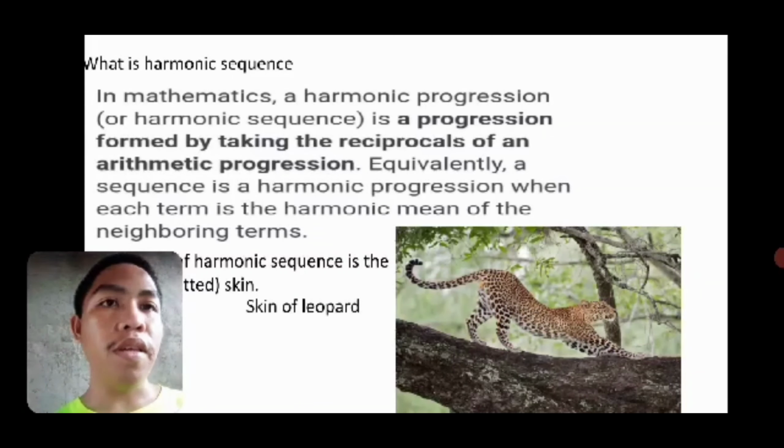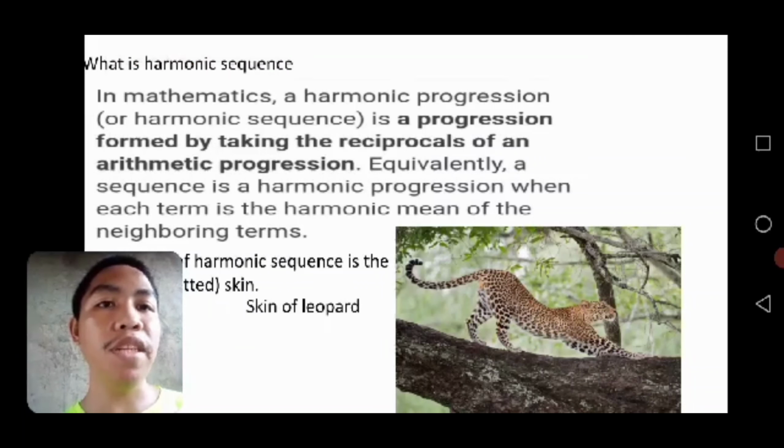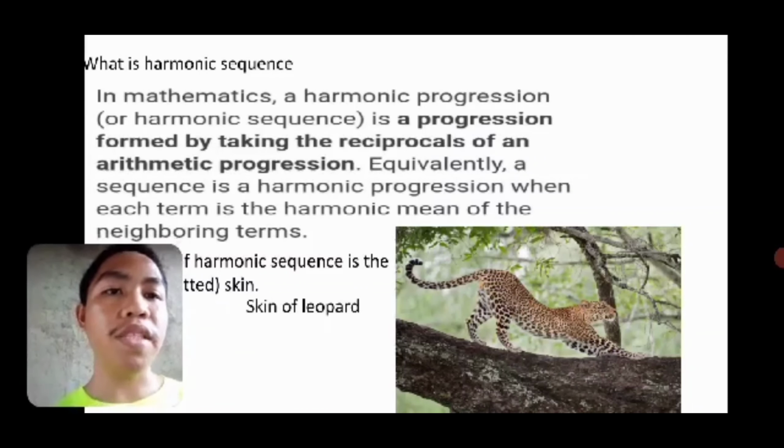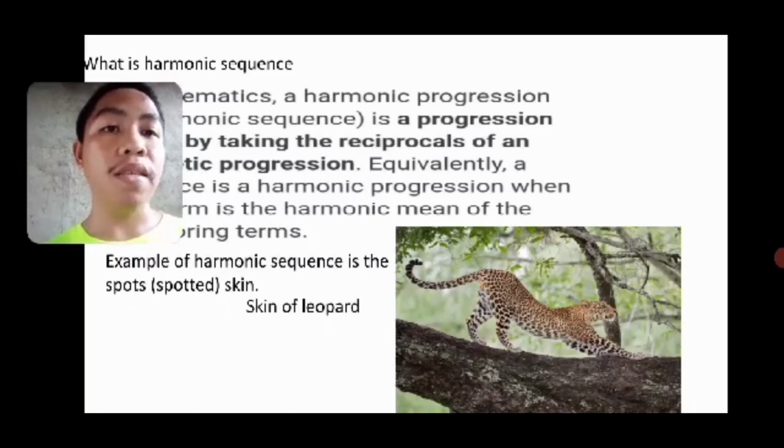In the spots, in mathematics, a harmonic progression is a progression formed by taking the reciprocals of an arithmetic progression. Equivalently, a sequence is a harmonic progression when each term is the harmonic mean of the neighboring terms. An example of the harmonic sequence is the spotted skin of the leopard.